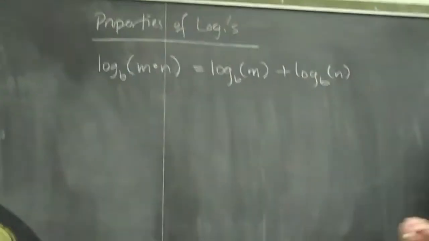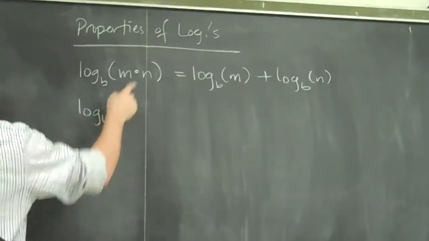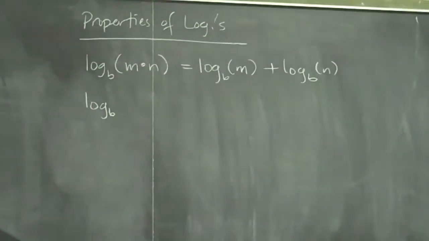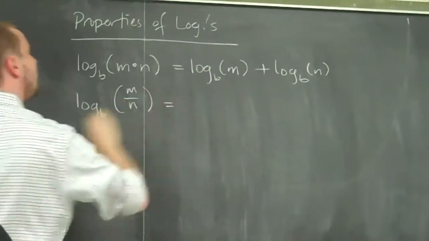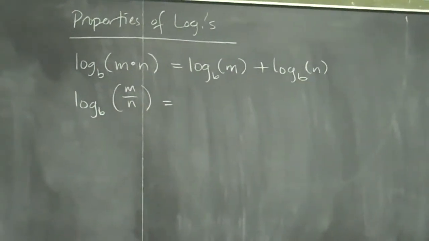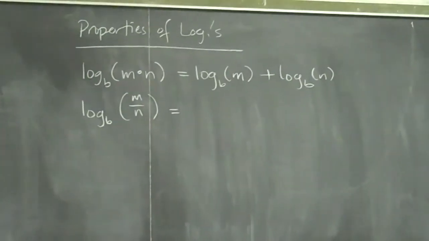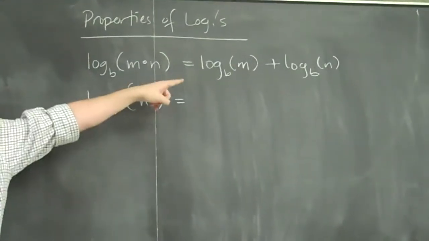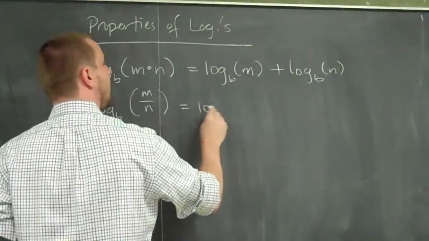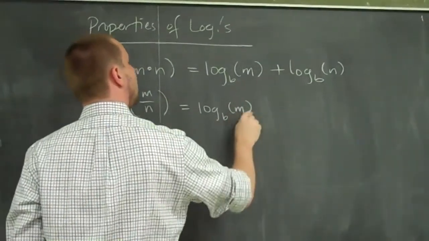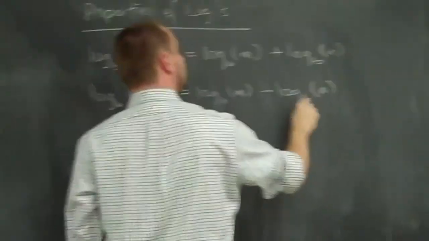Okay. Next up, the opposite of multiplying is dividing, right? So we have a similar trick that if I'm taking the log of some quotient, then I can split that quotient up as not the sum of logs, but what's the opposite of adding? Subtracting. So we're going to say the log base b of m minus the log base b of n.